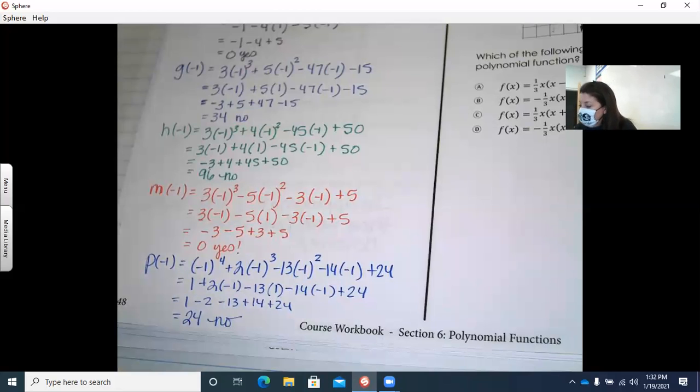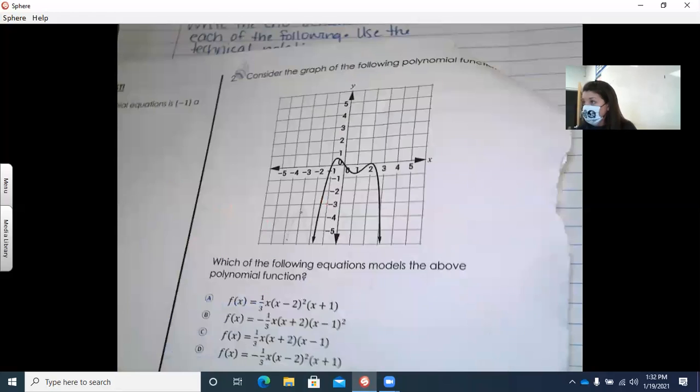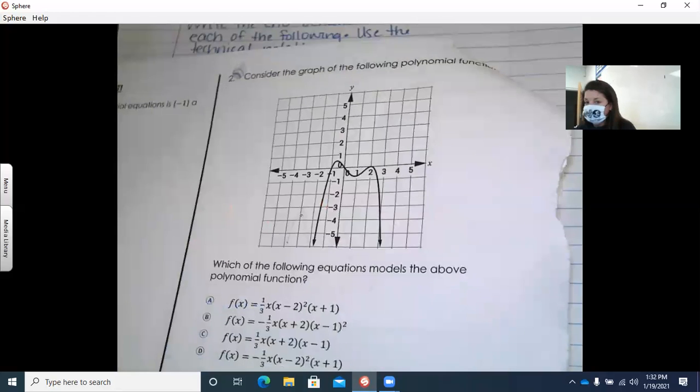Example 2. All right, this is a great example, okay? Especially if y'all are taking those college entrance exams or ACT or SAT. It's a great question for something like that. Consider the graph of the following polynomial function. All right, which of the following equations models the above polynomial function? Okay, well, first of all, what is the end behavior?